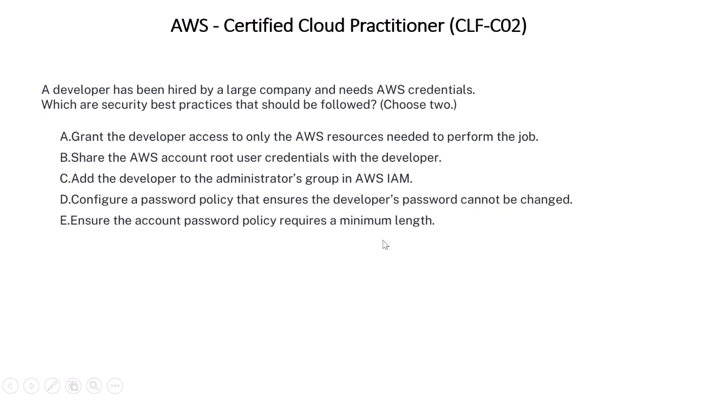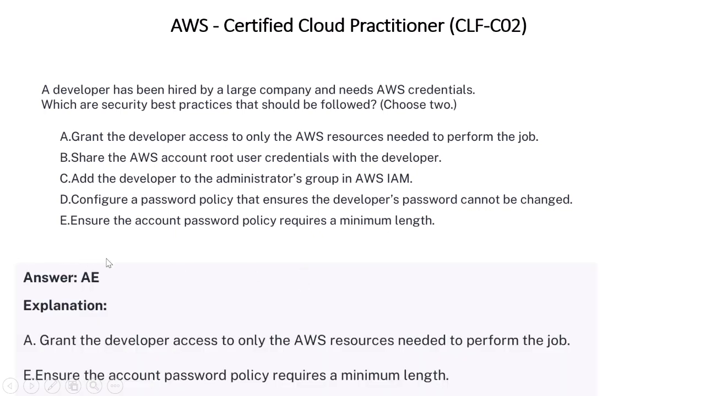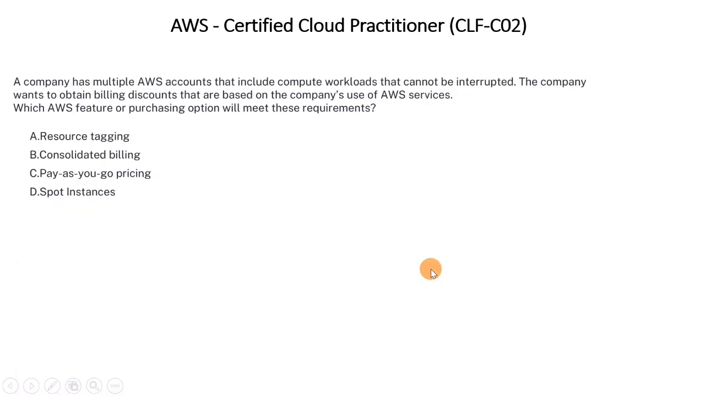The correct options are option A and option E. Option A, grant the developer access to only the AWS resources needed to perform the job. Option E, ensure the account password policy requires a minimum length. Next question. A company has multiple AWS accounts that include compute workloads that cannot be interrupted. The company wants to obtain billing discounts that are based on the company's use of AWS services. Which AWS feature or purchasing option will meet these requirements?